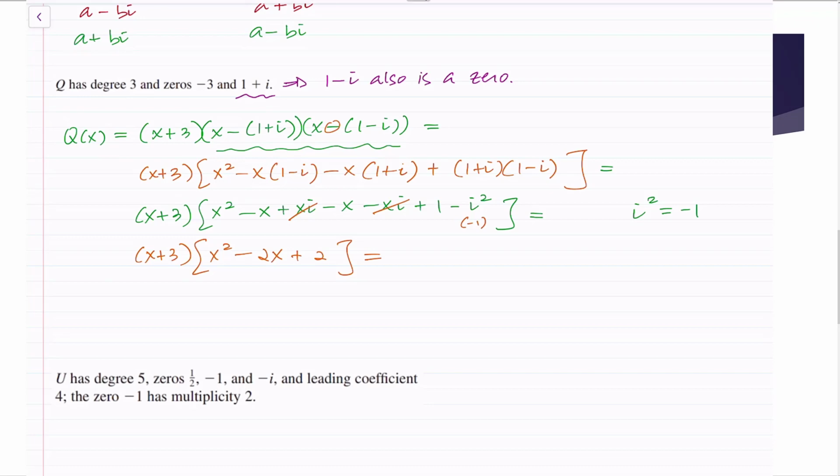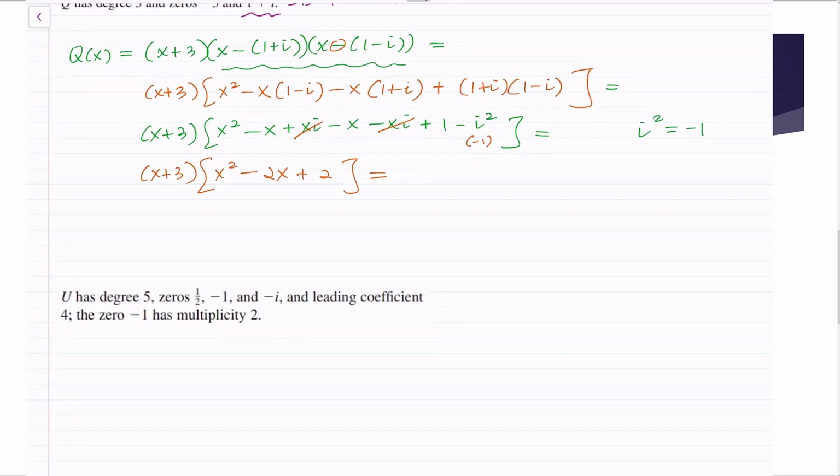I need to keep on expanding a little bit more. So x times x squared is going to give me x to the third power. x times negative 2x is minus 2x squared. x times 2 is 2x. 3 times x squared is 3x squared. 3 times negative 2x is negative 6x. 3 times 2 is 6. And so now I can clean my like terms up, and I'm home free.